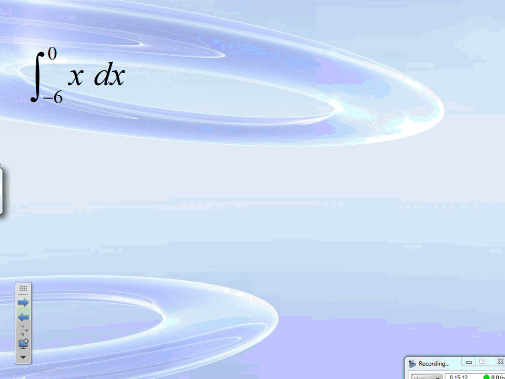Okay. Punch this into your calculator right now. Integral from -6 to 0 of x. So that's a new one for you. That's the first time in all the area questions you've ever answered that the answer was negative and correct.